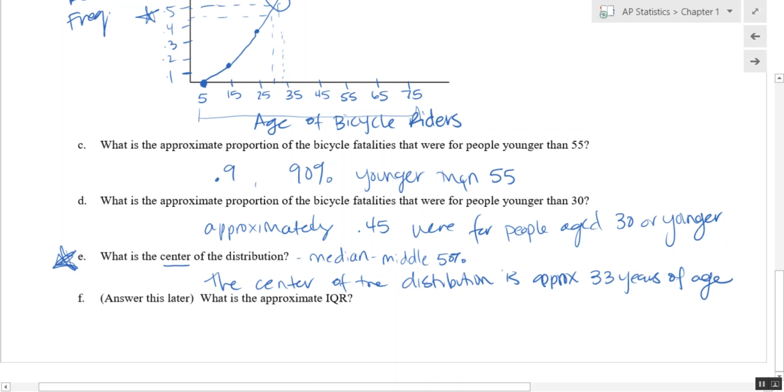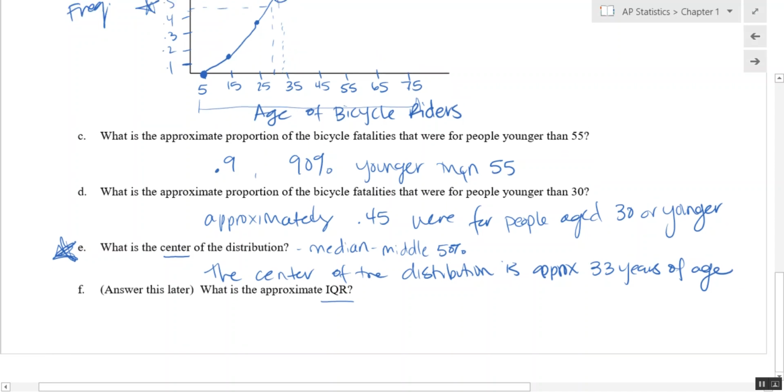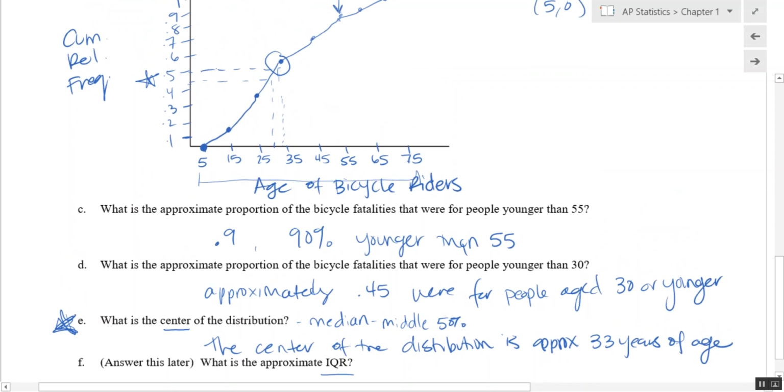Question F, we haven't talked about what is the IQR, but that's also a very common question to talk about. So we'll talk about that on Wednesday after we talk about the IQR. Thanks.